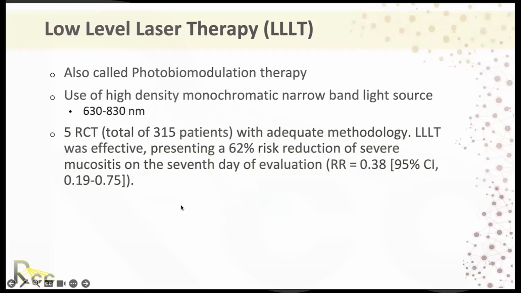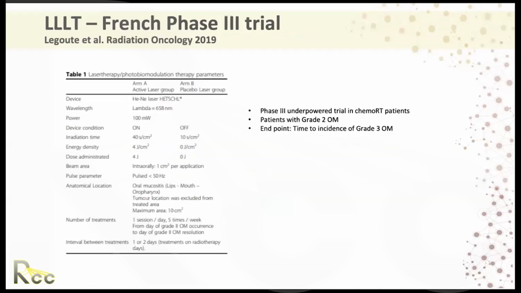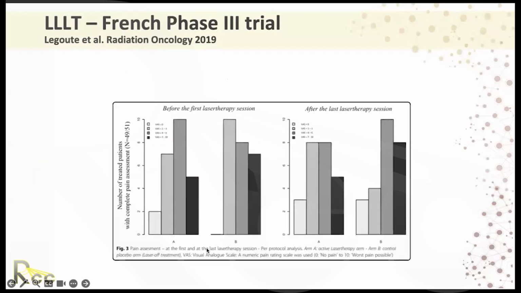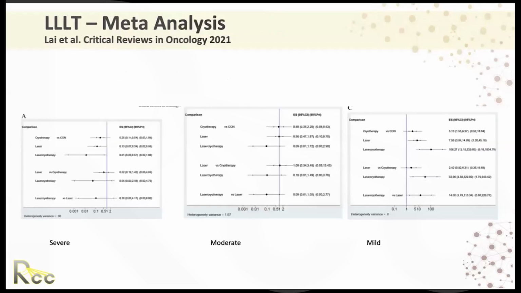This is a meta-analysis essentially showing about a 62% reduction in severe mucositis in patients. There was probably the most robust trial, which was still underpowered, a French trial looking at time to incidence of grade 3 mucositis. So the trial was underwhelming, as there was really no difference by laser. But I will say that grade 3 mucositis is something that it does seem to improve in patients. So it's something that I do consider.